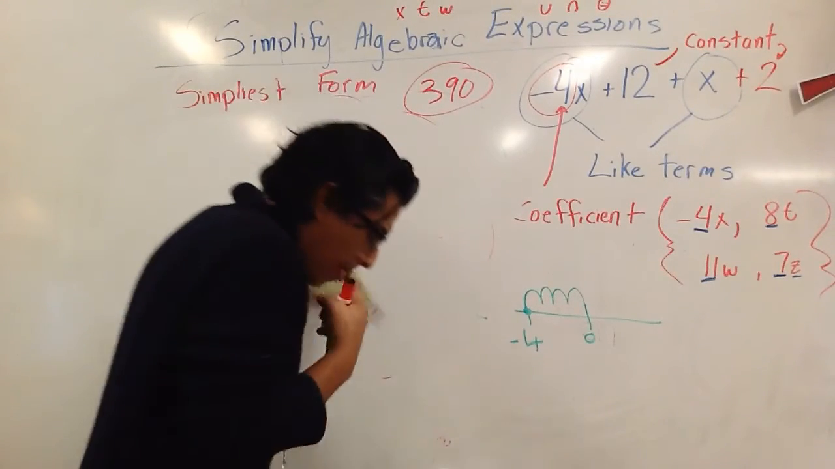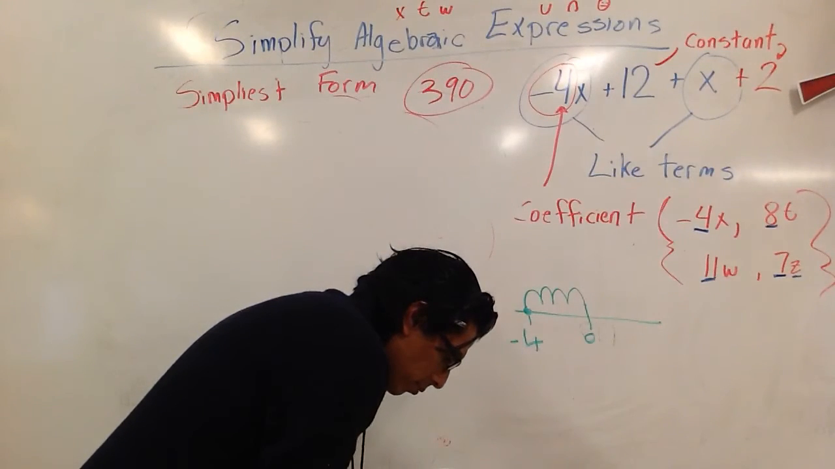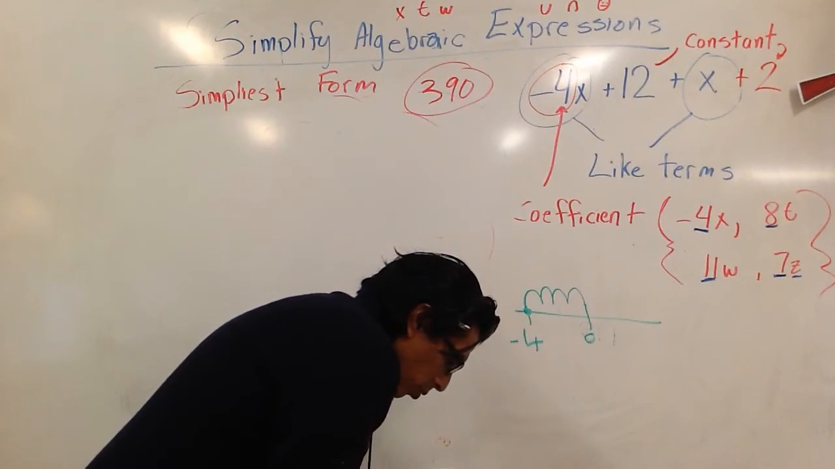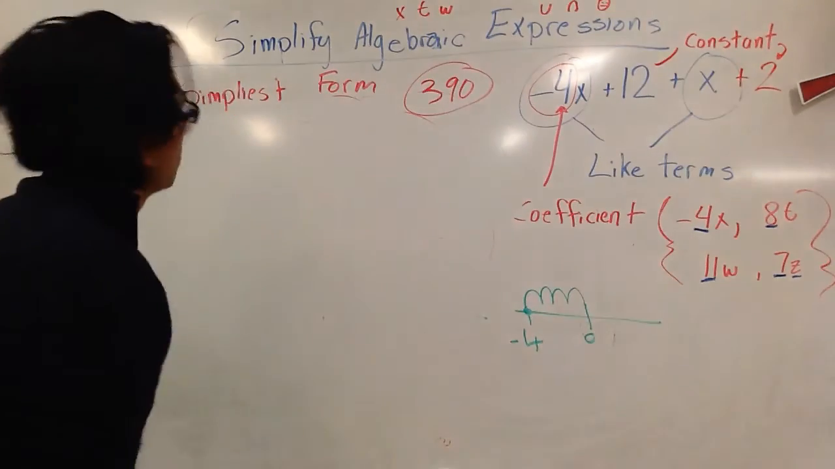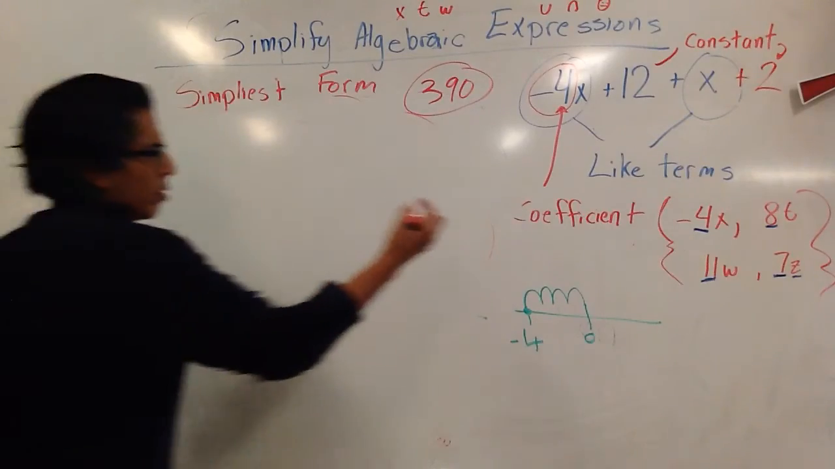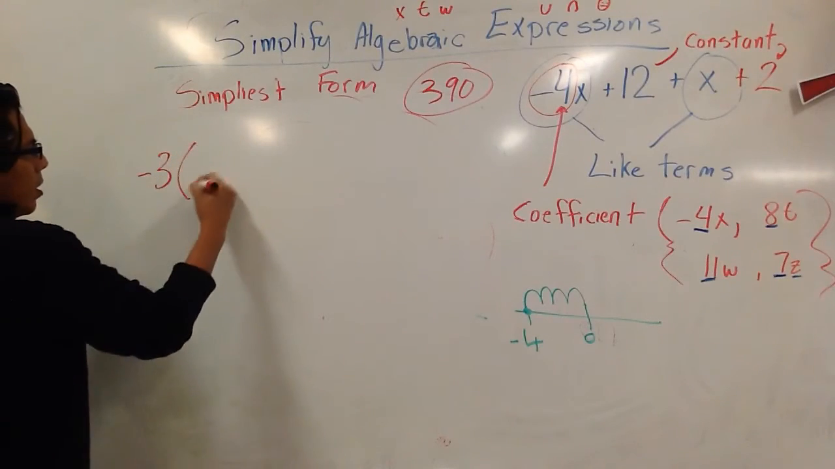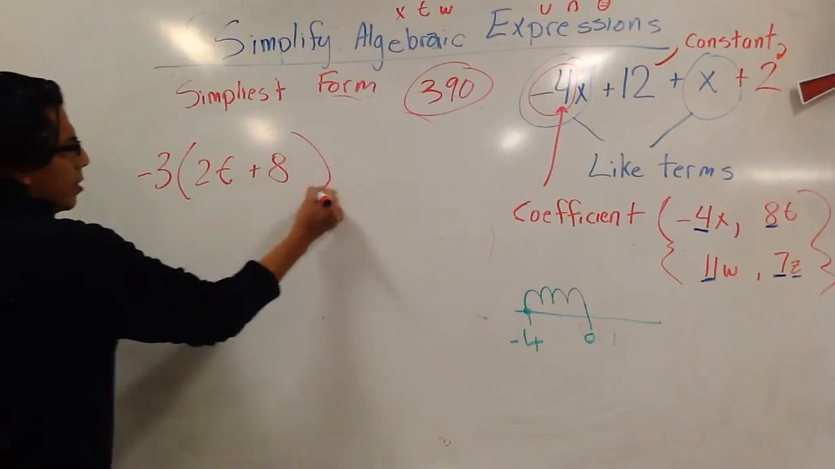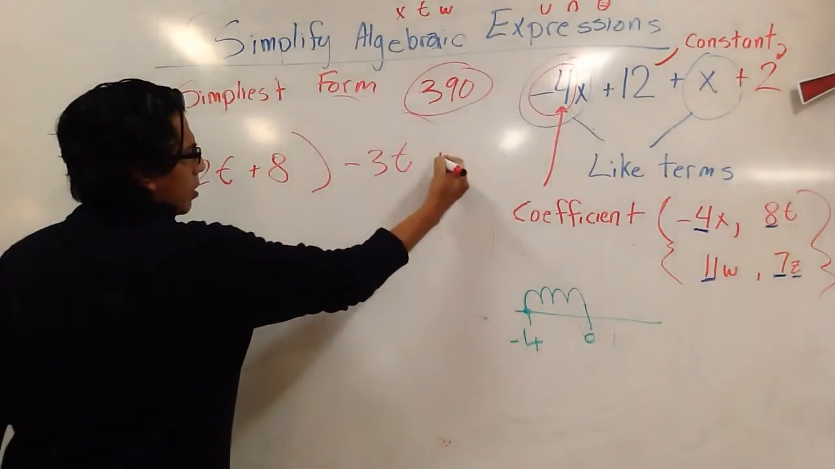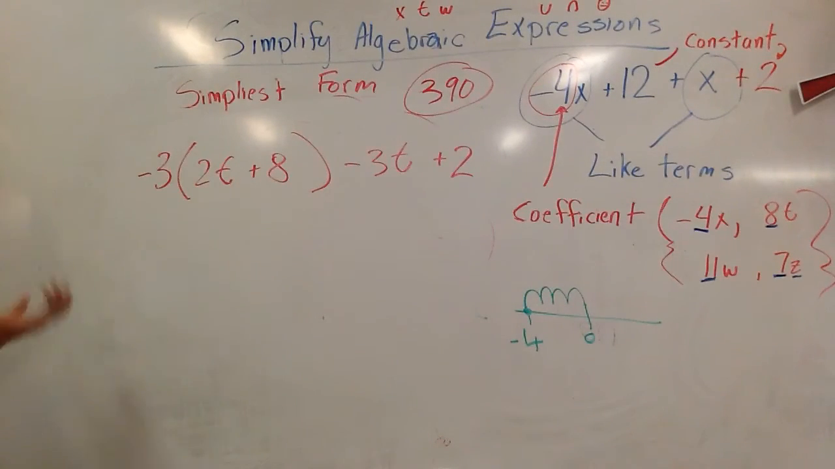Let's see here. I think we are almost down to the end. Let's do this. Let me just give you a few more. All right. Negative 3 times 2t plus 8 minus 3t plus 2. Simplify it, because are all the terms combined? Are all the like terms? No. So let's do this.